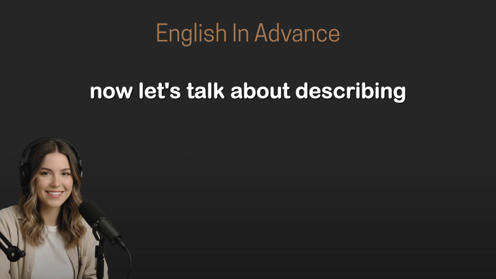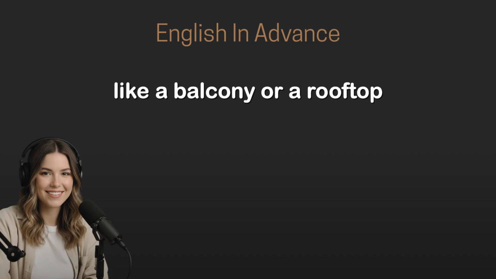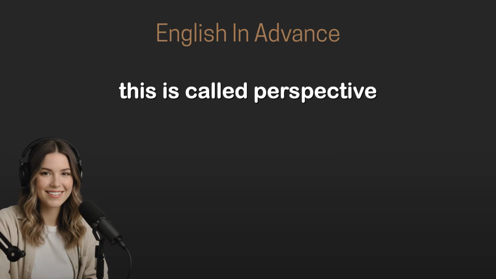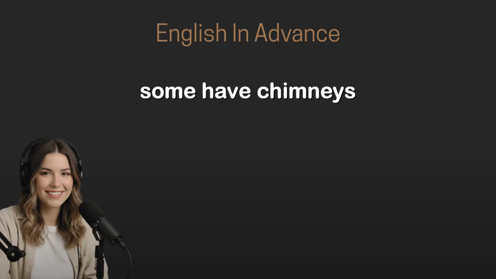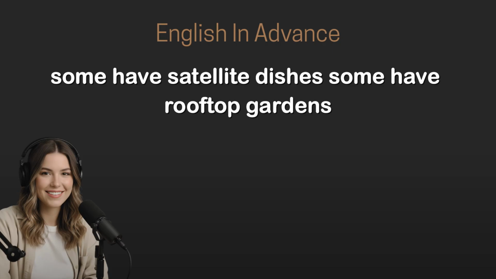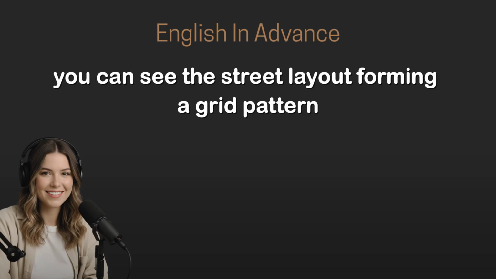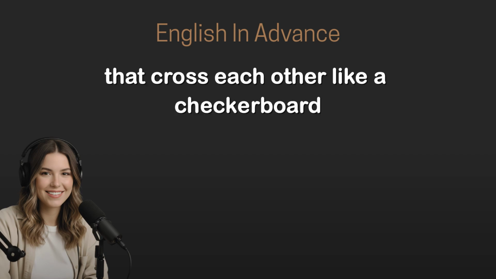Now let's talk about describing the view from a high place like a balcony or a rooftop. When you look down, everything looks smaller. This is called perspective. You can see the rooftops of other buildings. Some have chimneys, some have satellite dishes, some have rooftop gardens. You can see the street layout forming a grid pattern. A grid is a network of lines that cross each other like a checkerboard.